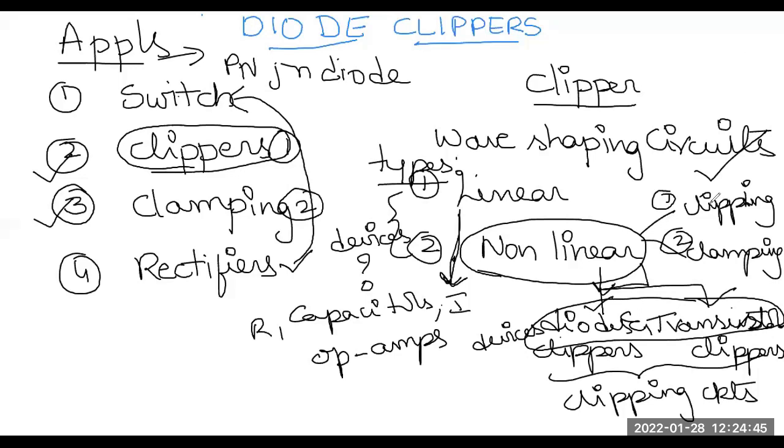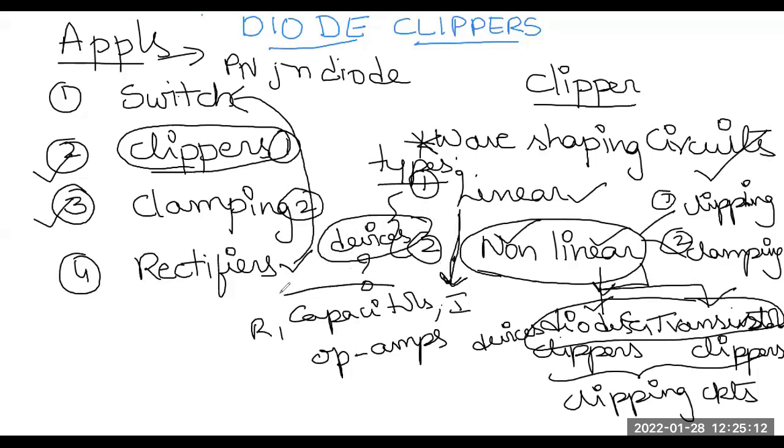Okay, so it is about these non-linear wave shaping circuits we are going to discuss in detail. Clear? So whether it is clipper or clamping circuits, they come under basically wave shaping circuits. In this wave shaping circuits, you have two types. One is linear, the other one is non-linear. This classification of linear and non-linear is given based on the type of devices we are using. These types of devices are categorized once again as linear and non-linear.